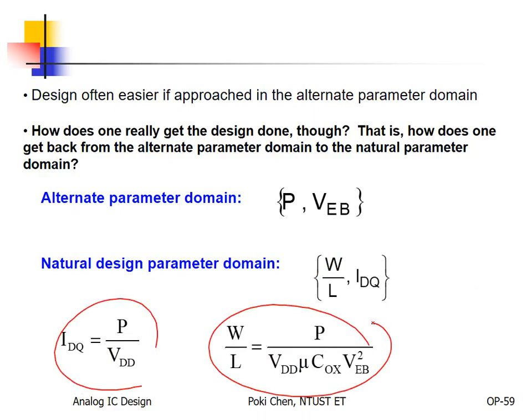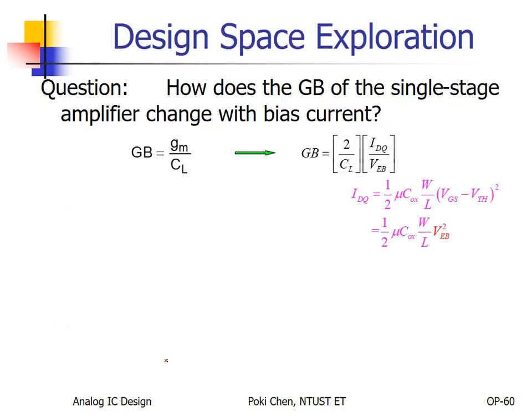Professor Geiger is good-hearted. He helped you to derive, very simple, with power and excess voltage or overdrive. You can derive your bias current and your aspect ratio very easily. Piece of cake. Anyway.